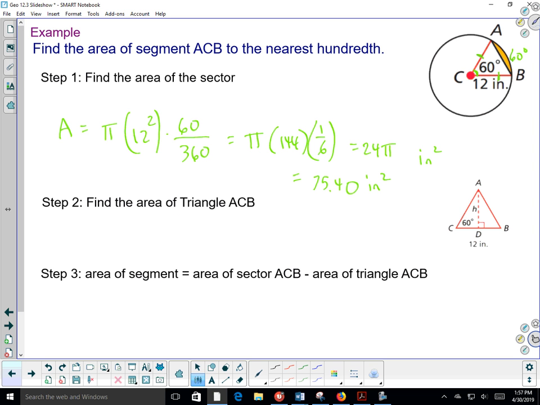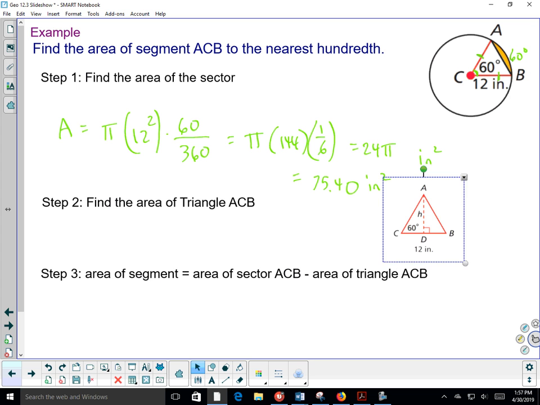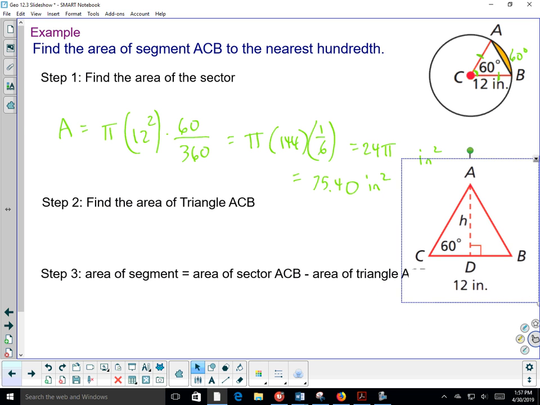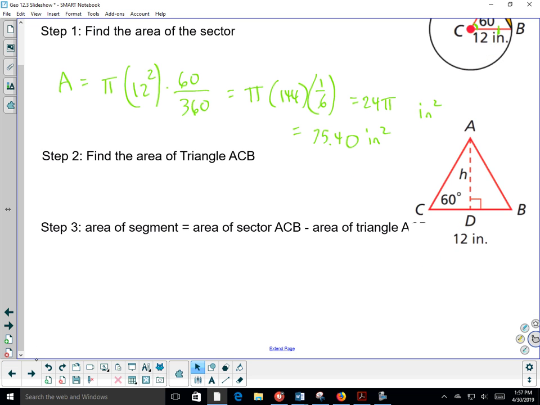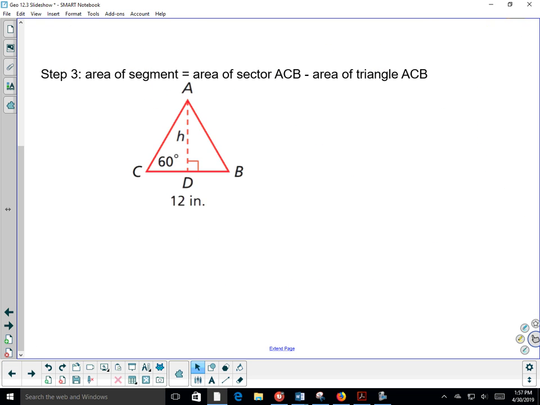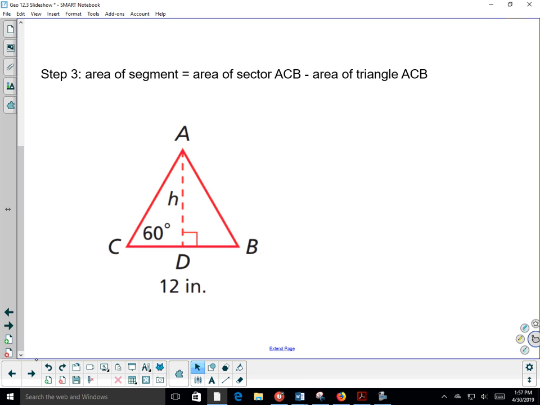If I want to find the area of this triangle, here's a little blow-up picture of that triangle, right? We know it's 60, 60, 60, and we know it's 12, 12, 12, and we're trying to find the area of this triangle. The formula for the area of a triangle is half the base times the height, correct? Let me slide this over here so we can blow this up a little bit bigger. If I want to find the area of this triangle, I already have the base is 12, but I need to find this height h.